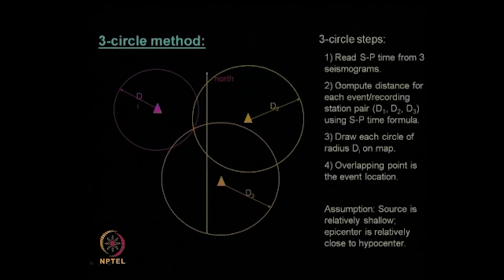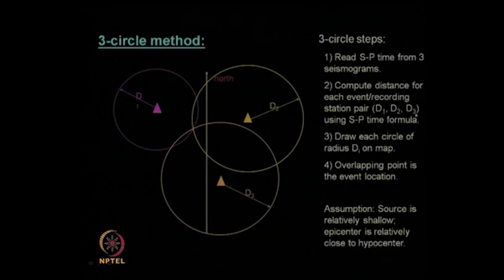Now, once you get that data, compute the distance for each event-recording station pair using the S minus P time formula, which we saw two slides back, using the typical crustal velocity if it is a shallow earthquake, and most of our earthquakes, as we have mentioned, are shallow. So, use that S minus P time formula to get the distances d1, d2, d3.